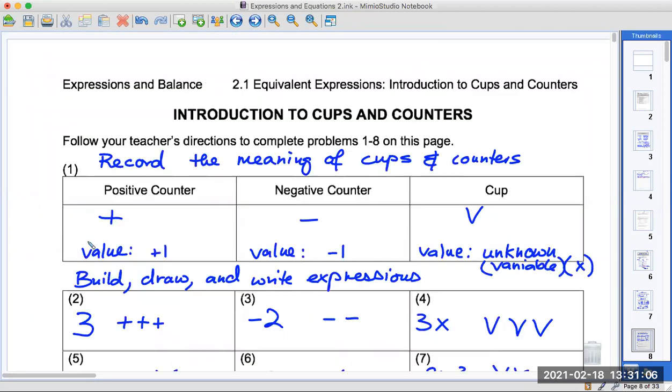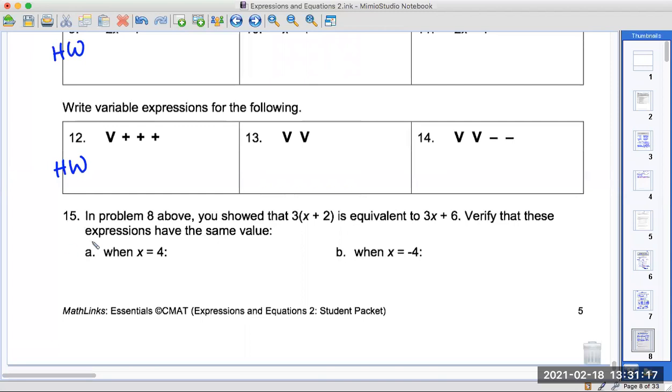I'll do number 15. So we need to adjust our top. Oh, I haven't written anything. Notes plus homework. I'm going to do number 15.